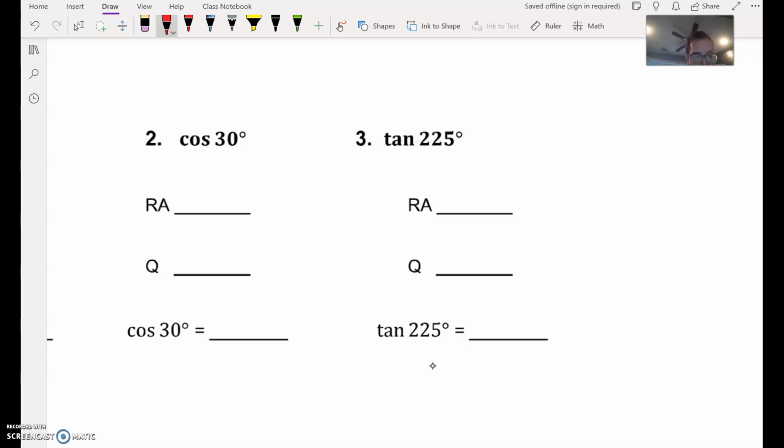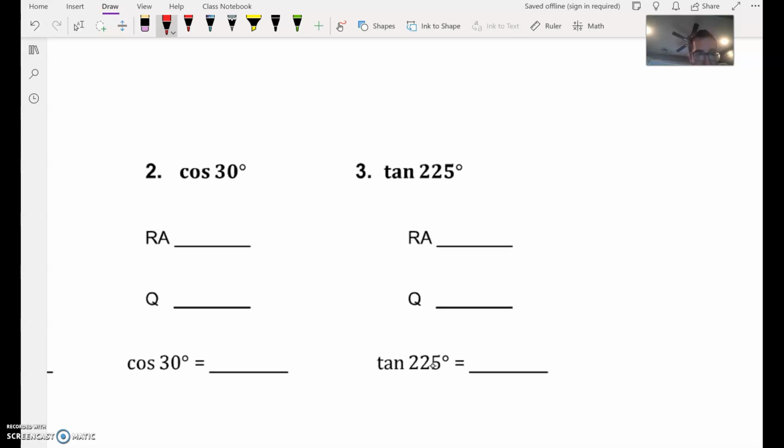Knowing the reference angle, which we did on block day. What's the reference angle of a 30-degree angle? You can imagine what a 30-degree angle looks like. It looks like this. Okay? The reference angle is 30 degrees. What quadrant is a 30-degree angle in? Well, it's in quadrant 1.